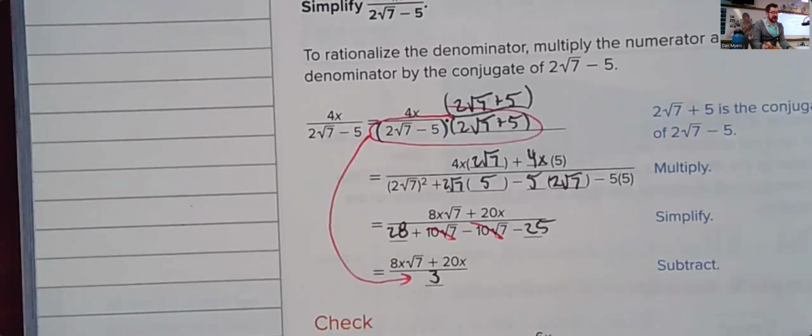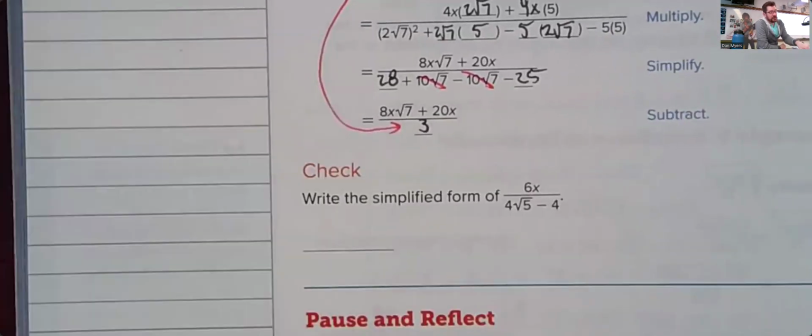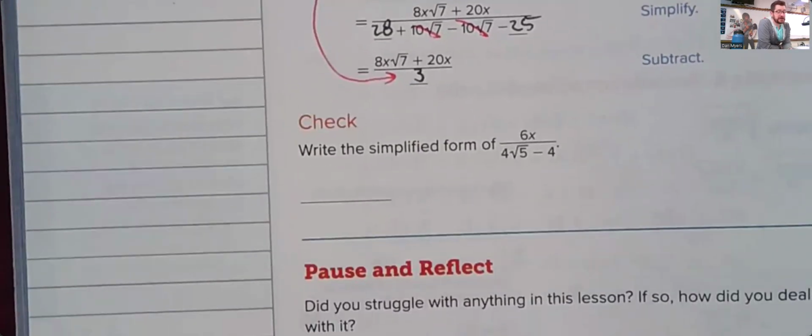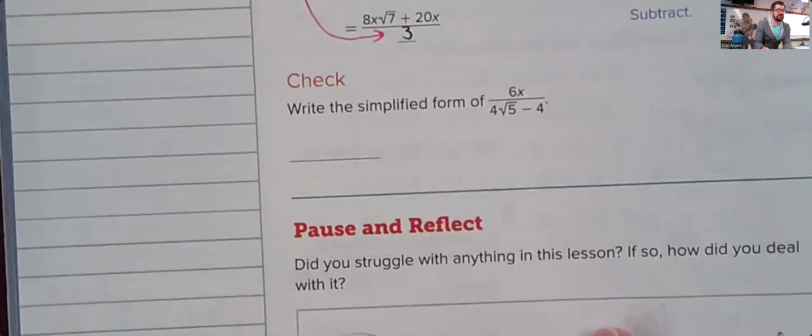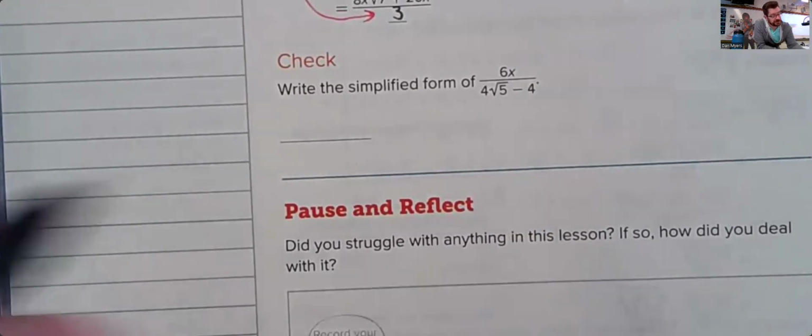So let's try this last one. Okay. What are we going to multiply by here on the numerator and the denominator? Yeah, 4 root 5 plus 4. Good. So multiply by 4 root 5 plus 4 over 4 root 5 plus 4. Okay.